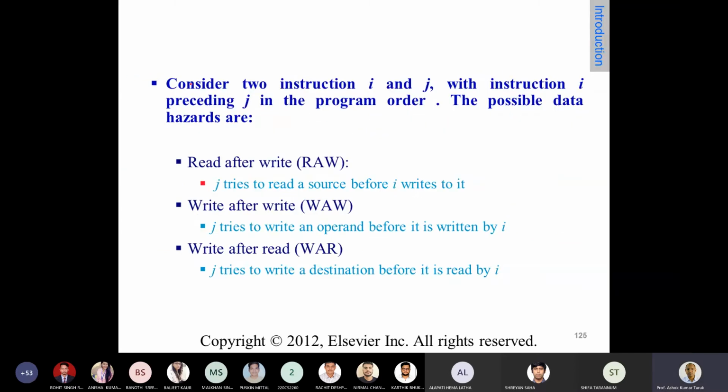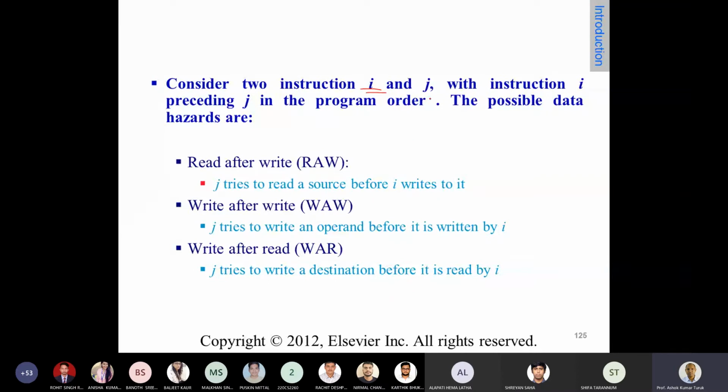Before we discuss that problem, there are 3 terms. We'll discuss these 3 terms in detail while we discuss instruction level parallelism. But the three terms, that is RAW, WAW, and WAR, are required to explain the problem that will occur in a pipeline where there is out of order completion. Now let's define these 3 terms. Consider 2 instructions I and J.